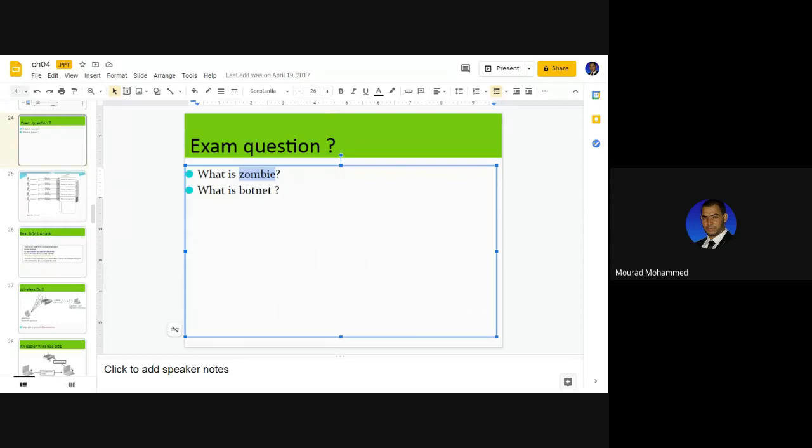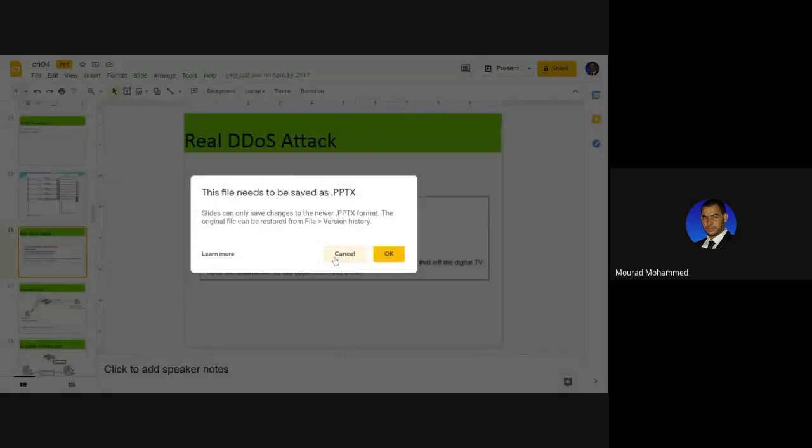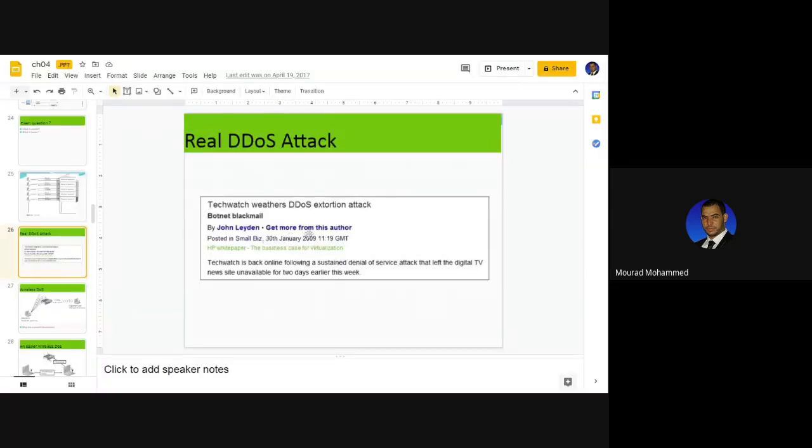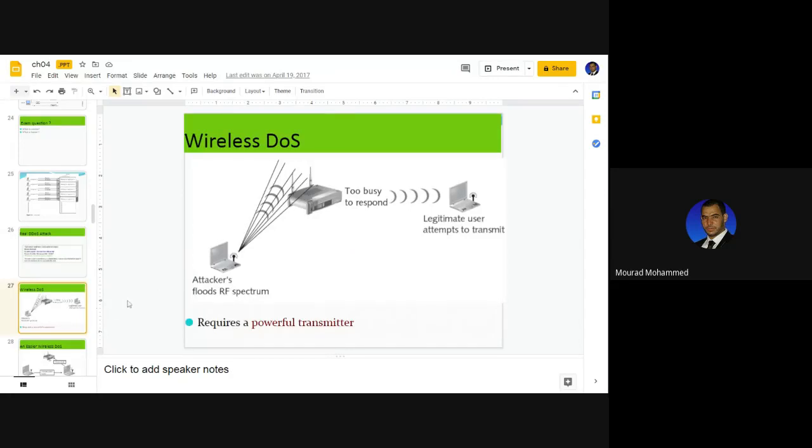The list of zombies are created in a network because they belong to the same attacker. They are in the same network. So, a botnet is a list of zombies belonging to the same attacker. Create a botnet. Real cases related to the DDoS impact, refer to the book, please, for more readings. Any questions at this level, please?